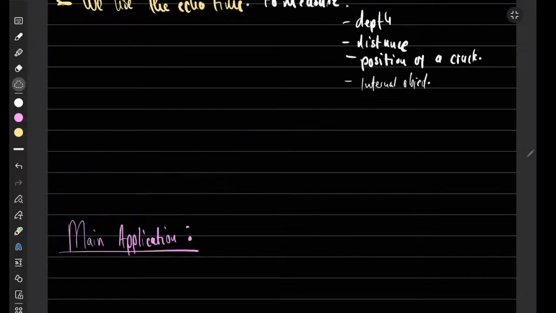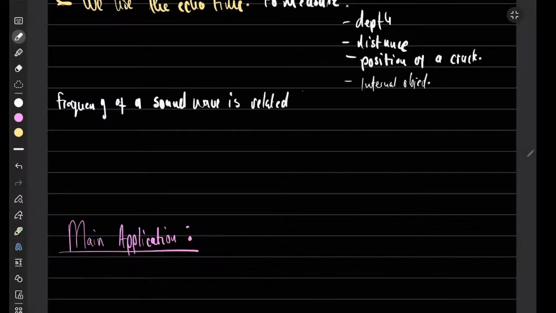human beings, there are 2 things that you must know about sound. Please, everybody, listen. There are 2 things that you must know about sound. Number 1, the frequency of a sound wave is related to its pitch.